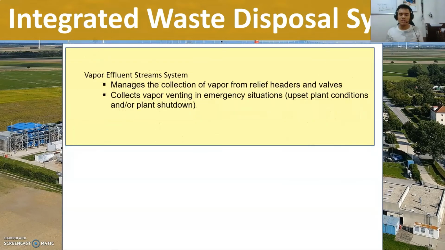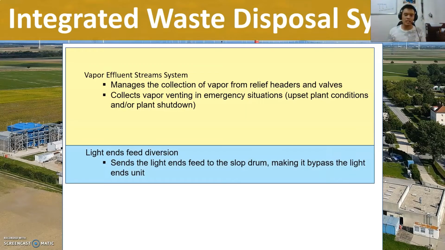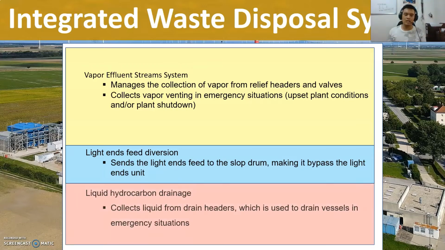Well, the yellow section is the vapor effluent stream system. It manages the collection of vapor from relief headers and valves, and it collects vapors venting in emergency situations such as absent plant conditions and or plant shutdown. In the middle, the blue one, is the light ends feed diversion. It sends the light ends feed to the slop drum, making it bypass the light ends unit. And lastly, the red section, the liquid hydrocarbon drainage, collects the liquid from drain headers, which is used to drain the vessels in emergency situations.